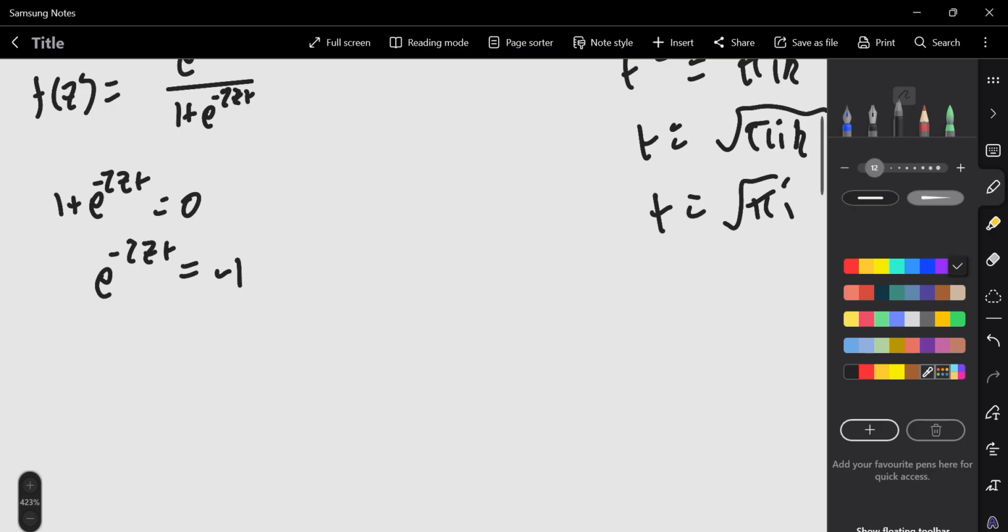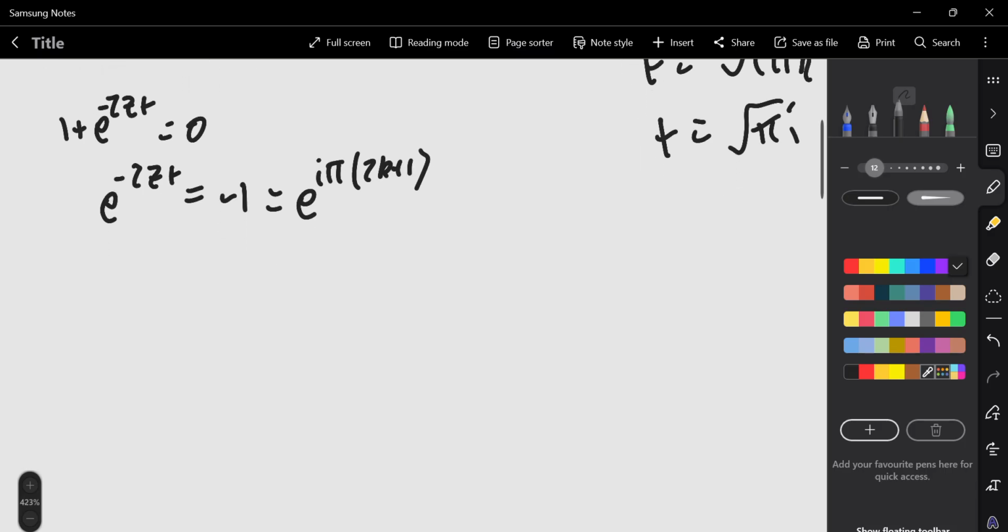And so it's going to be odd. We just do it for k now: 2k plus 1. So i pi times 2k plus 1. And then now we can plug in what t was. We're going to get minus 2z square root pi i. This isn't nice, is it? Equals i pi times 2k plus 1.